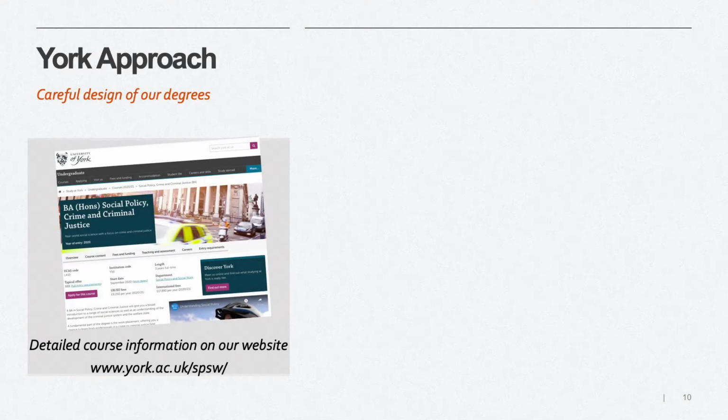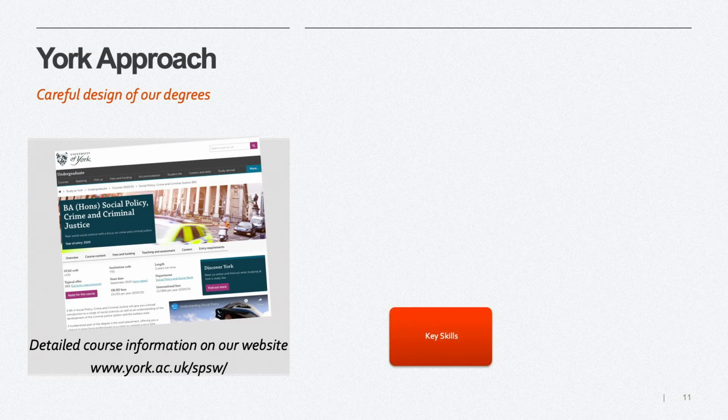But I do want to explain the broad approach that informs all of our undergraduate degrees. They all aim to deliver 4 key outcomes. The first is to give you the key skills you need to succeed in your area of study. This might, for instance, be key skills around research and analysis. The second is to give you a grounding in the core social science disciplines that are relevant to your study.